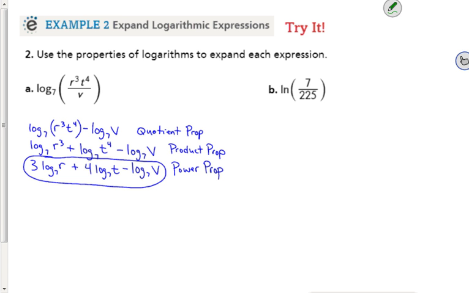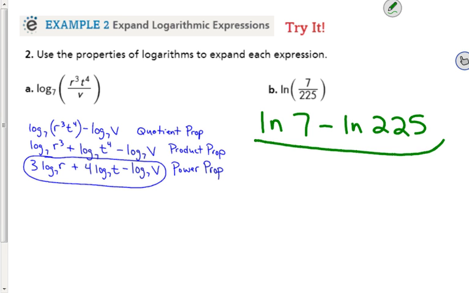All right, example B, the natural logarithm of 7 divided by 225. This is going to be a much simpler example because we only have division. So that means we're going to apply the quotient property. We can rewrite this as the natural log of the numerator minus the natural log of the denominator. And that's all we can do right there. Just the quotient property.